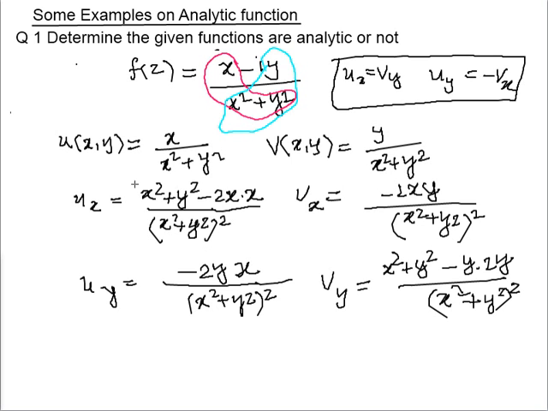Now what is our ux? Ux is given by x square plus y square minus 2x square, so it gives y square minus x square. Vy we can also check: this gives 2y minus y square, so x square minus y square. In uy equal to minus vx, we can check minus 2xy and minus 2xy, both are the same. CR equation is satisfied.